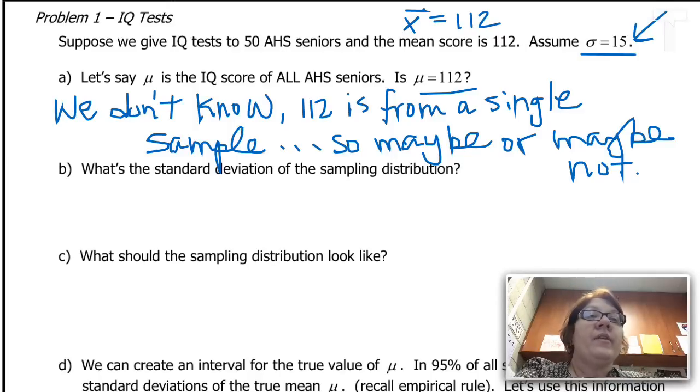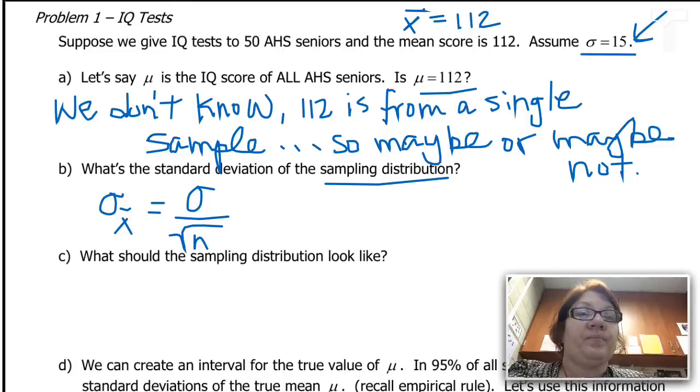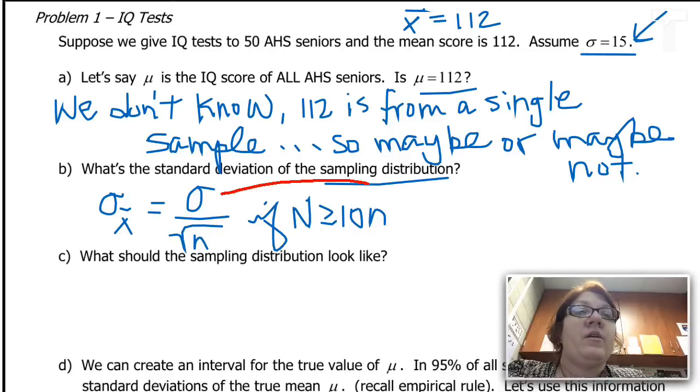However, the standard deviation for the sampling distribution, remember that's sigma of X bar, I actually can calculate because they gave me the population standard deviation and I know the sample size. And remember, this is if I don't oversample. So my standard deviation for the sampling distribution is going to be 15 over the square root of 50.